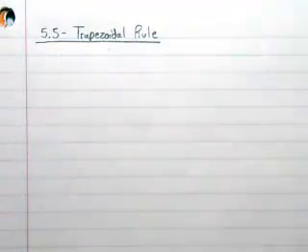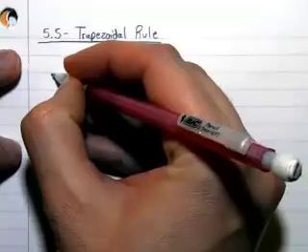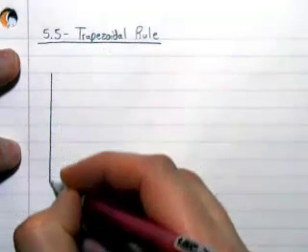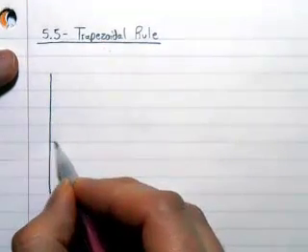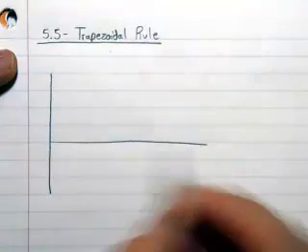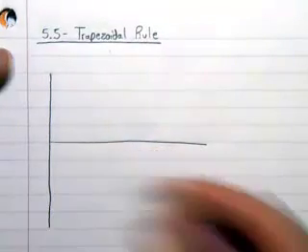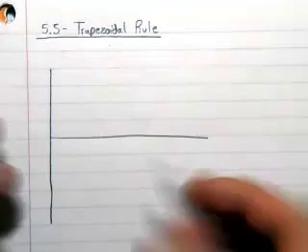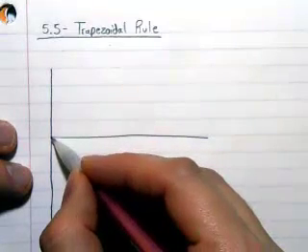So, okay, we're going to talk about the trapezoidal rule. If we think back to the very first section in this chapter, we were looking at approximating area underneath curves by using rectangles. And if we instead go with some trapezoids, we get a little bit more accurate approximation of this stuff.